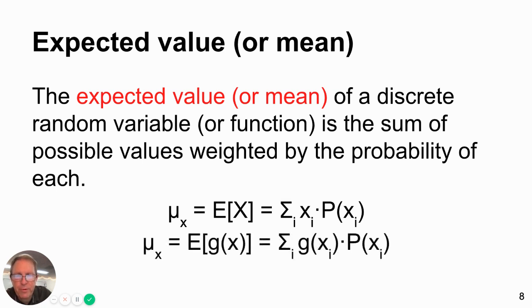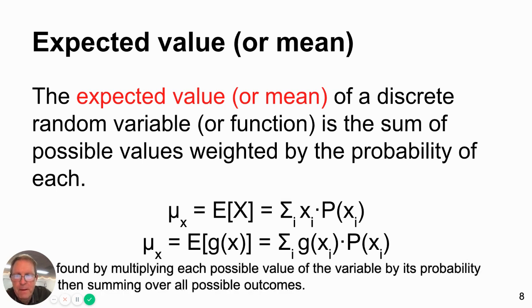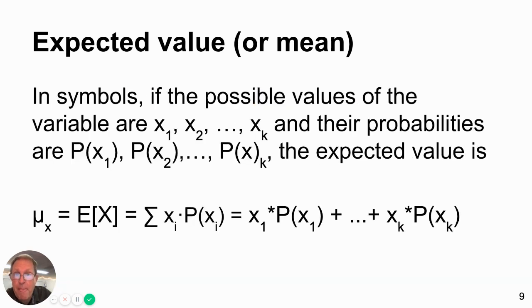And there's the formula for expected value for a function. It is found by multiplying each possible value of the variable by its probability and then summing over all possible outcomes. This formula is on your formula sheet. You don't have to memorize it. You just have to apply it by substituting numbers from the problem into that equation.